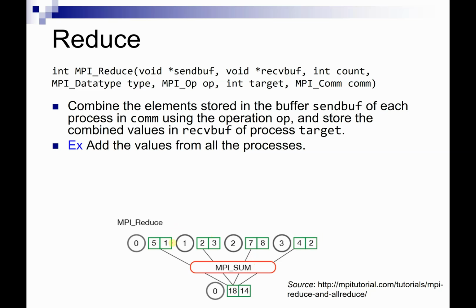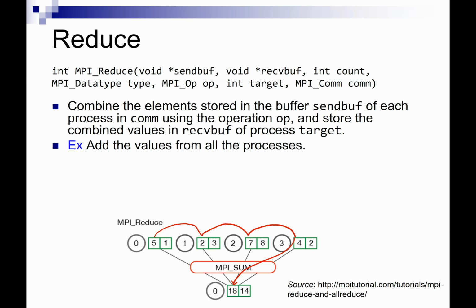Here, maybe I want to sum all the data. Every process has a vector, and when I call this MPI reduce with the sum function, I'm going to add up the values from all of the different processes in their vectors. For example, the first value I get is 18, and 18 is equal to 5 plus 2 plus 7 plus 4. Let's check that: 5 plus 2 is 7, 7 plus 7 plus 4 is 18.